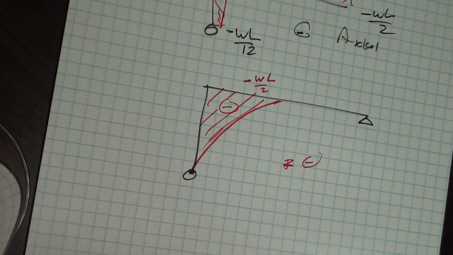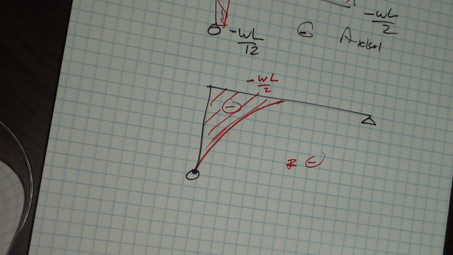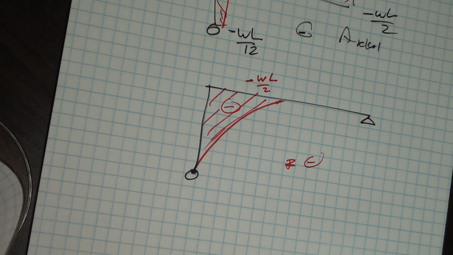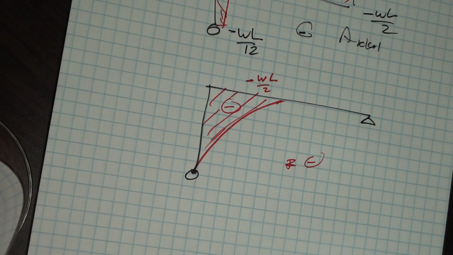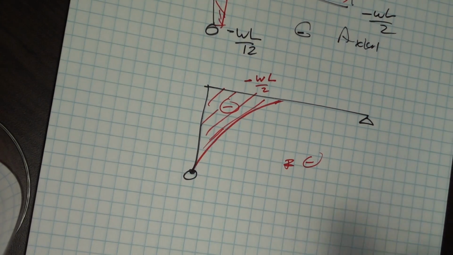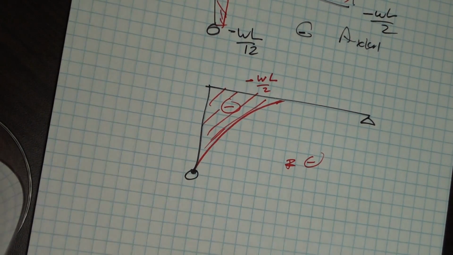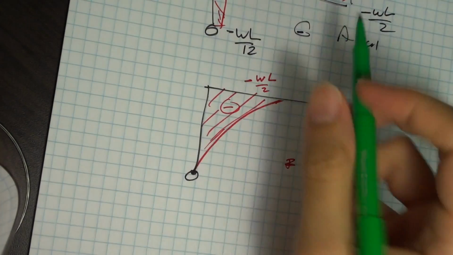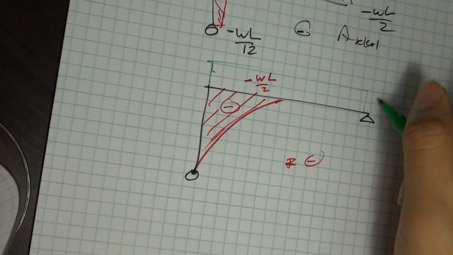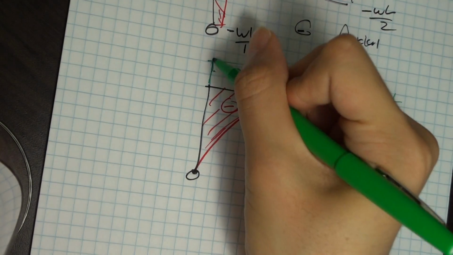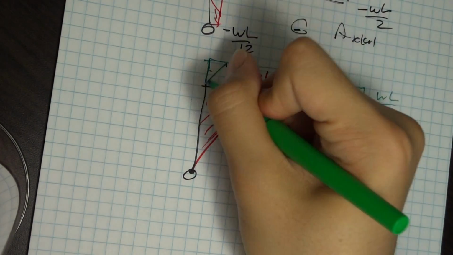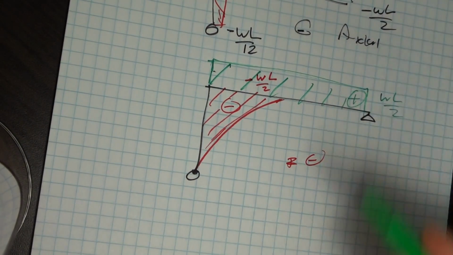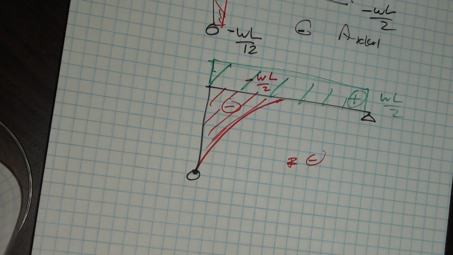That is my shear. My shear in the other direction is just going to be linear, I believe. No, it's going to be constant, sorry. It's going to be constant, and it's going to be positive WL on 2. Okay, so that's good. We have our positive one.